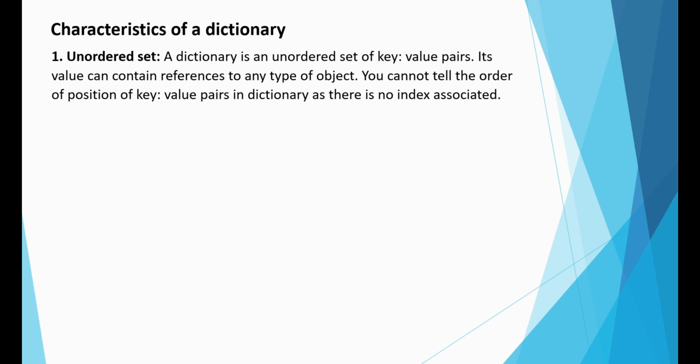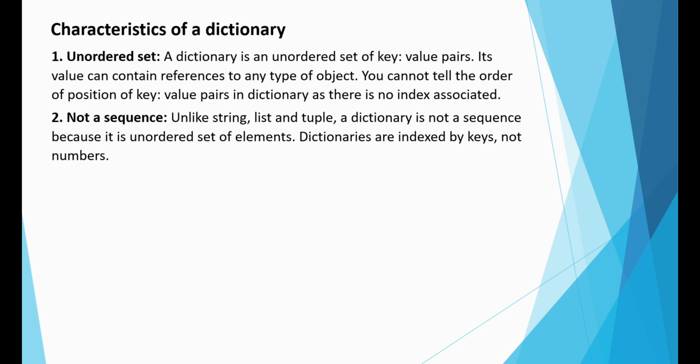A dictionary is an unordered set of key and value pairs. Its value can contain references to any type of object. You cannot tell the order of position of key and value pairs in a dictionary as there is no index associated. Unlike string, list and tuple, a dictionary is not a sequence because it is an unordered set of elements. Dictionaries are indexed by keys and not numbers.